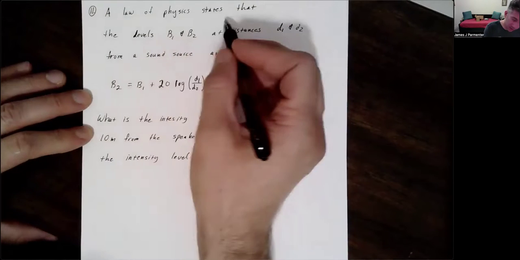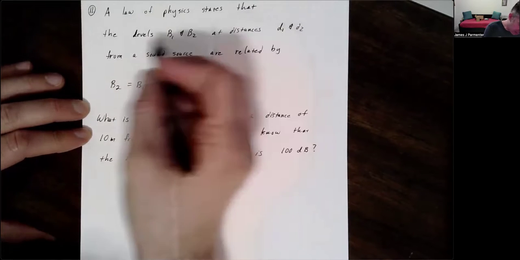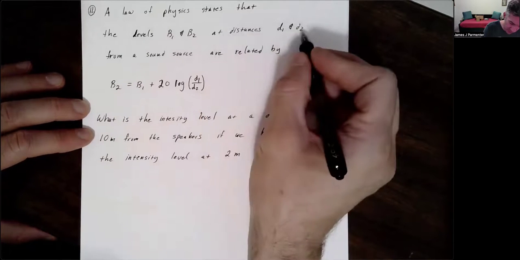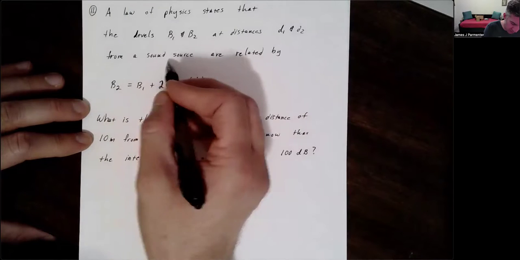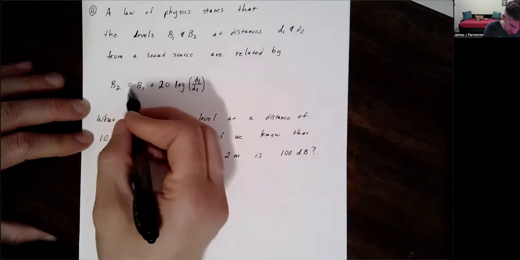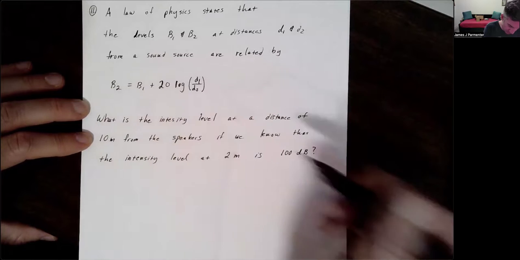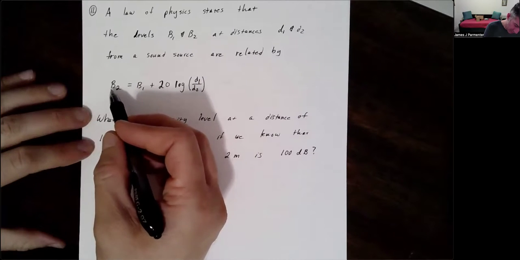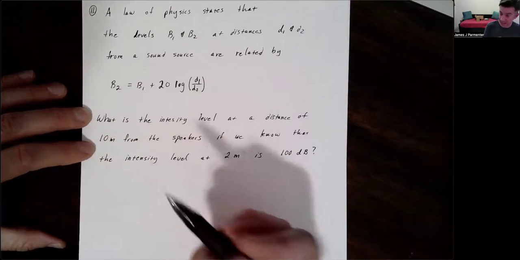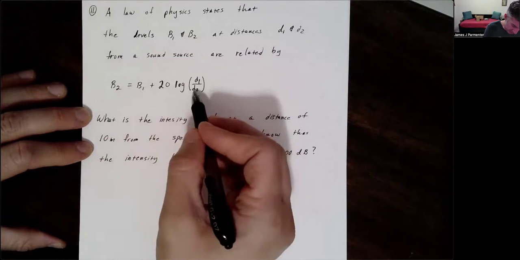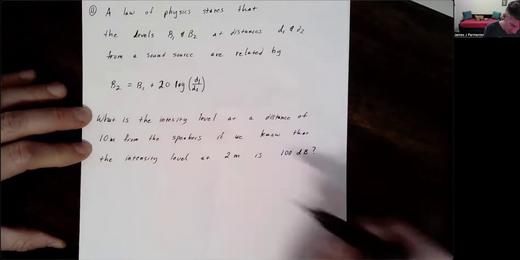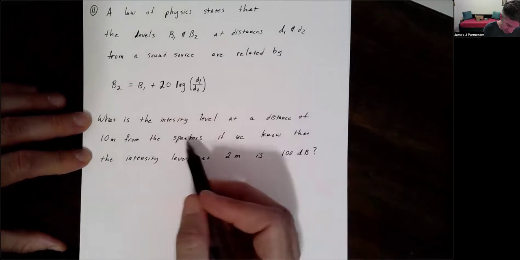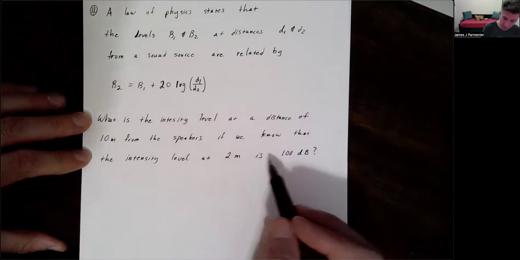A law of physics states that the levels B1 and B2, the levels in decibels, at distances D1 and D2 in meters from a sound source are related by the equation B2 equals B1 plus 20 times log of D1 over D2, where B2 is the intensity level at a distance D2, and B1 is the intensity level at a distance D1. So the question is, what is the intensity level at a distance of 10 meters from the speakers if we know that the intensity level at 2 meters is 100 decibels?